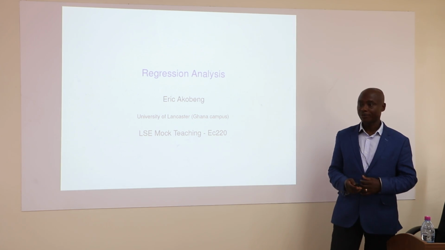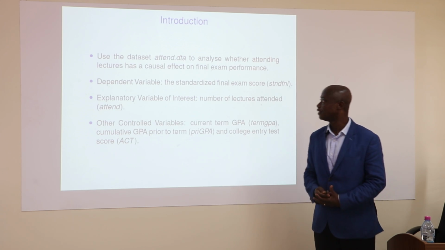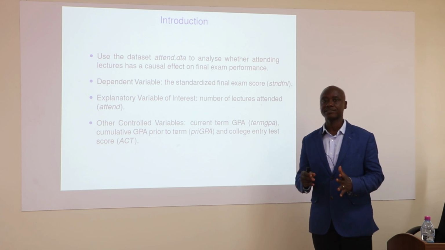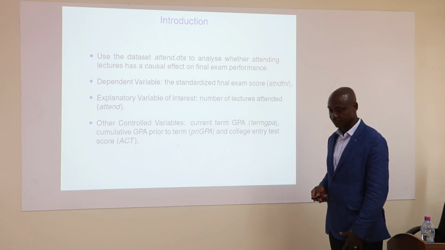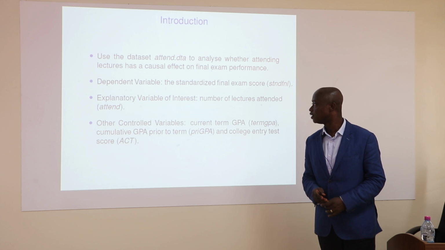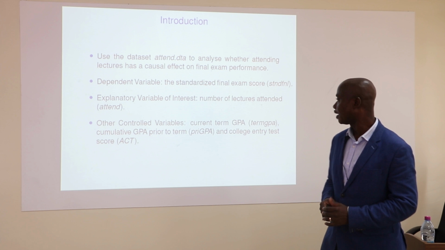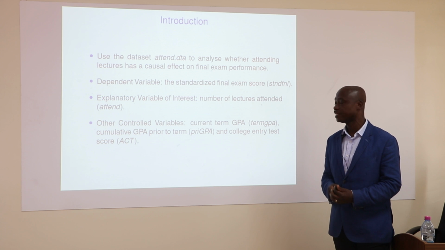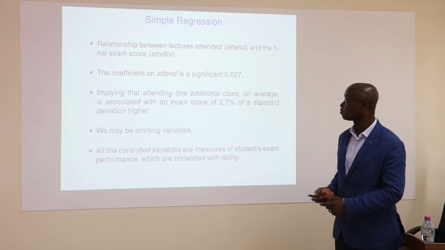Today we are going to discuss regression analysis using our data set, attend.dta, to examine whether attending lectures has a causal effect on final exam performance. Our dependent variable is the standardized final exam score, and our explanatory variable of interest is the number of lectures attended. Other control variables are current term GPA, cumulative GPA prior to the term, which is the prior GPA, and college entry test score, which is ACT.